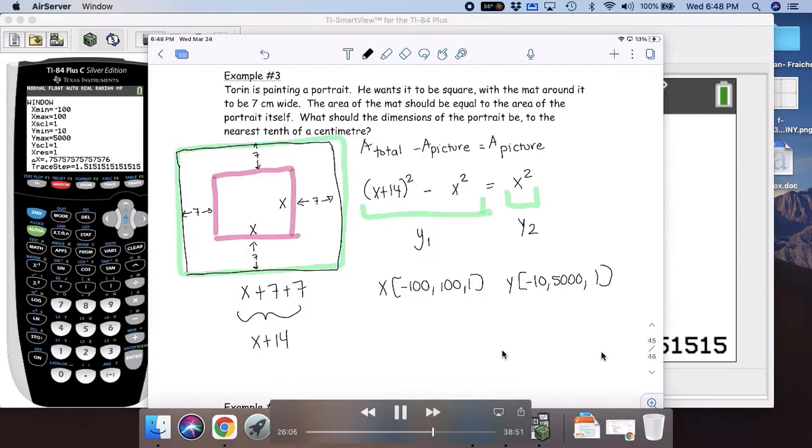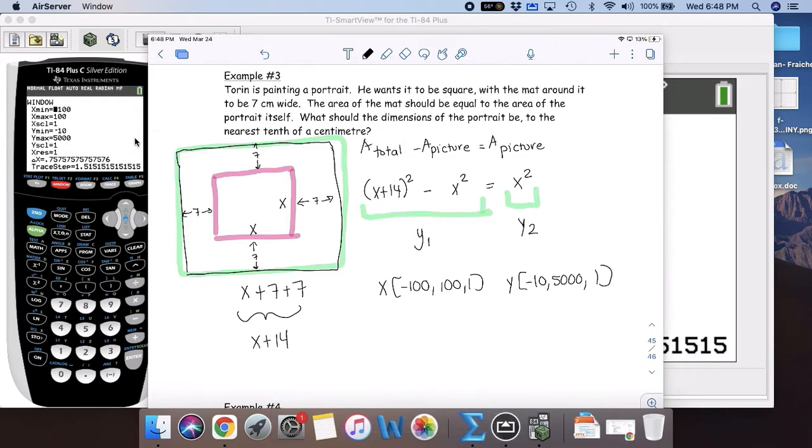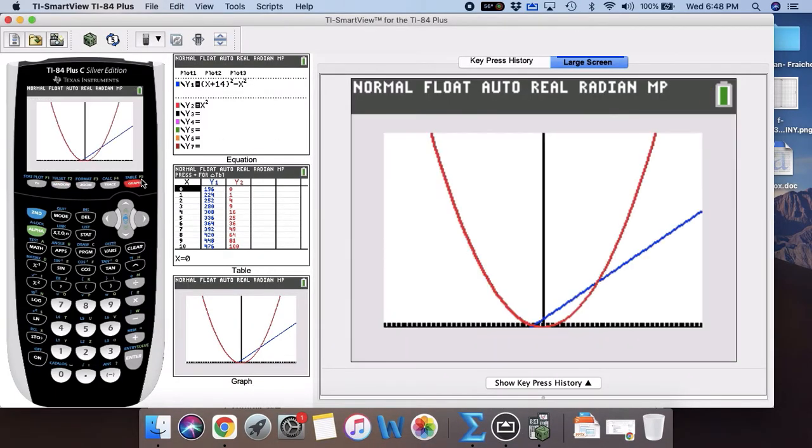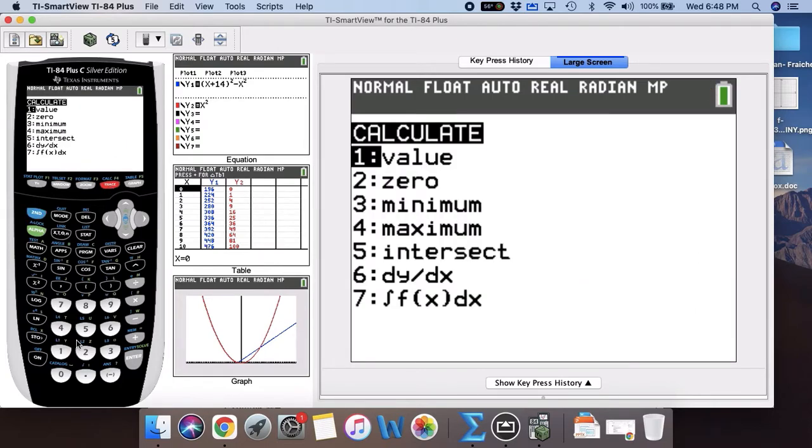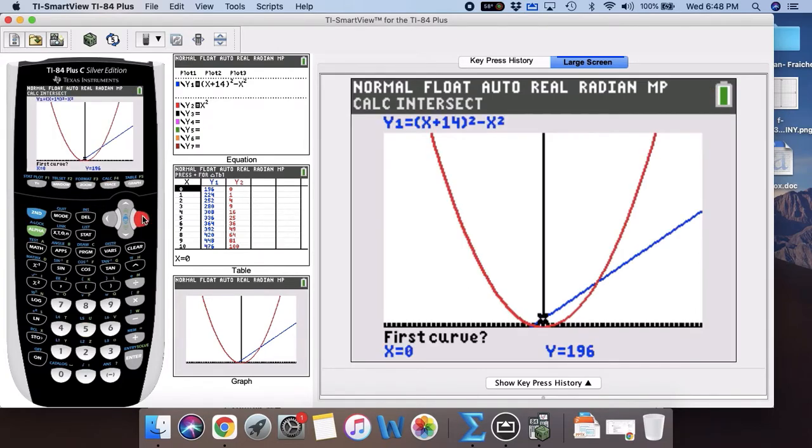So I wrote down the window: x from negative 100 to positive 100 going up by 1, y from negative 10 to 5,000 going up by 1. Let's find that intersection. We're going to do second trace, number 5. Move your cursor as close as possible to the intersection. I only want that intersection because it's a positive x. When you're as close as possible, press enter 3 times. You should get 33.8.